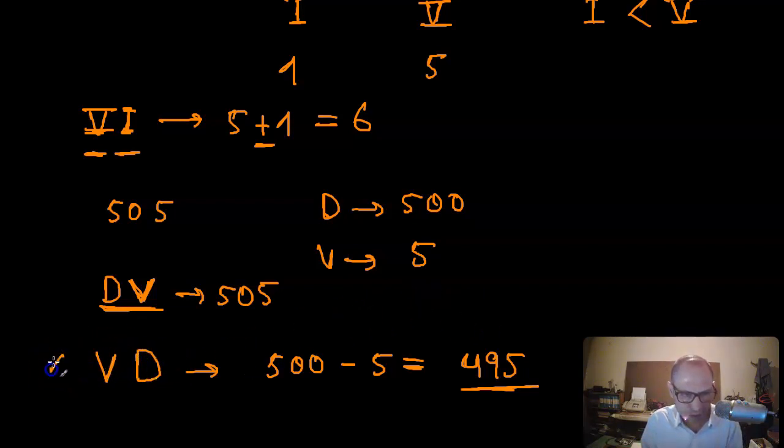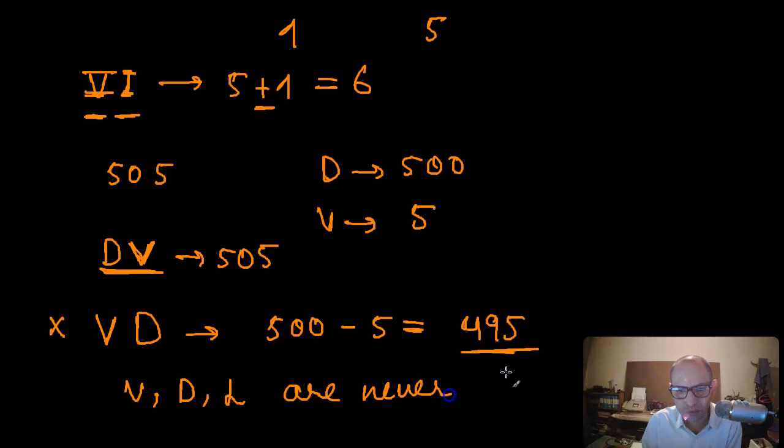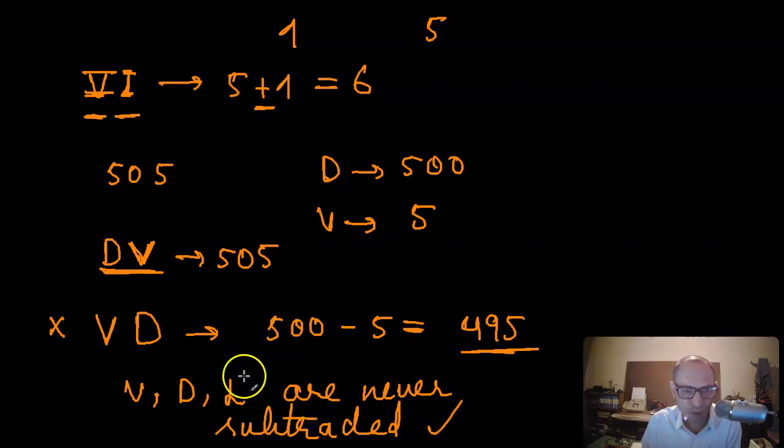But this is actually not possible in the Roman numeral system, because there is another rule that tells us that the values of V, D, and L are never subtracted. Well, of course we will get to that, but I just wanted to point out the subtraction rule, and also this rule that says that whether you have a V or a D or an L, these values are never supposed to be on the left hand side, meaning that they are never supposed to be subtracted.